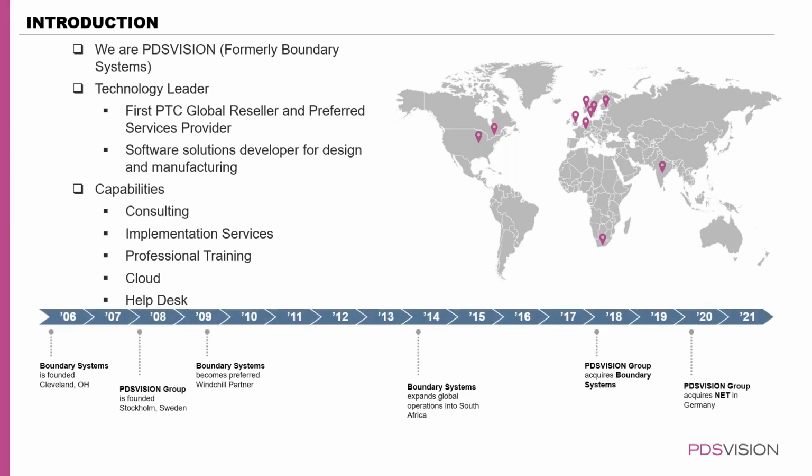Some history on PDSVISION and Boundary Systems, going back to 2006 when Boundary Systems was founded. Then in early 2022, we officially changed our name from Boundary Systems to PDSVISION. And you can see that we are a global company: North America, Canada, Europe, South Africa, India, and expanding further, with plans to expand and add resources.